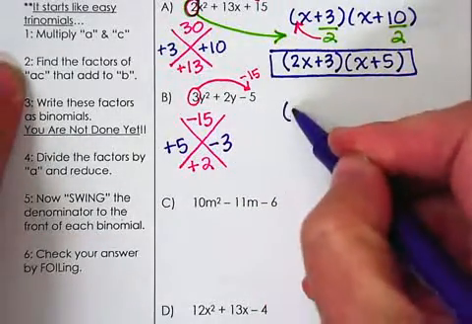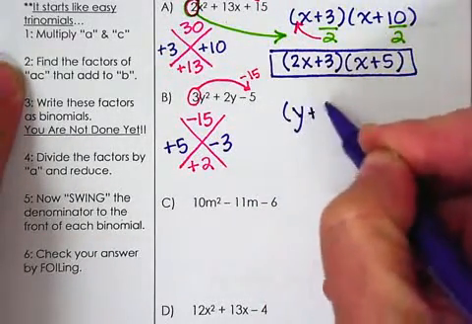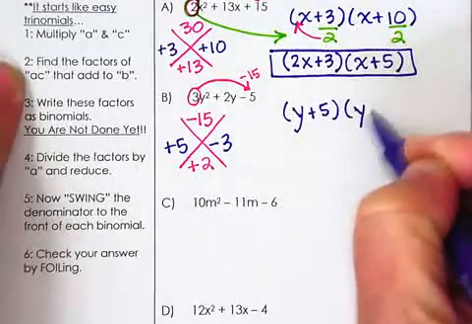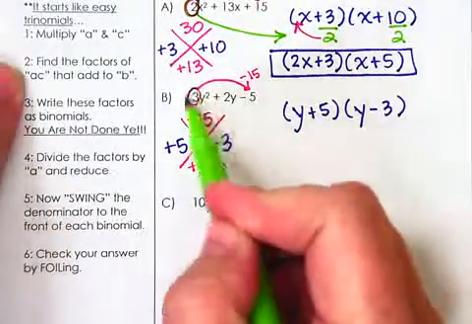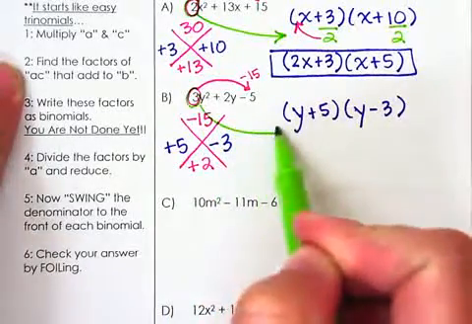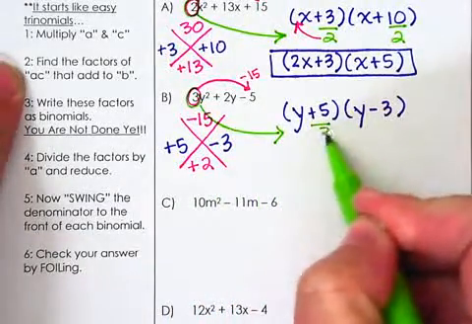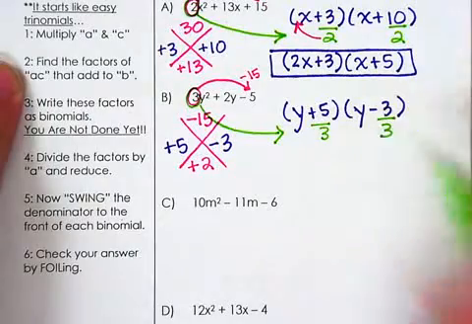So we write those first: y plus 5 times y minus 3. But we can't stop there. If we stop there, it's like walking out the door without our pants on. We need to bring the a value down and divide and slide. So the 3 comes all the way down.